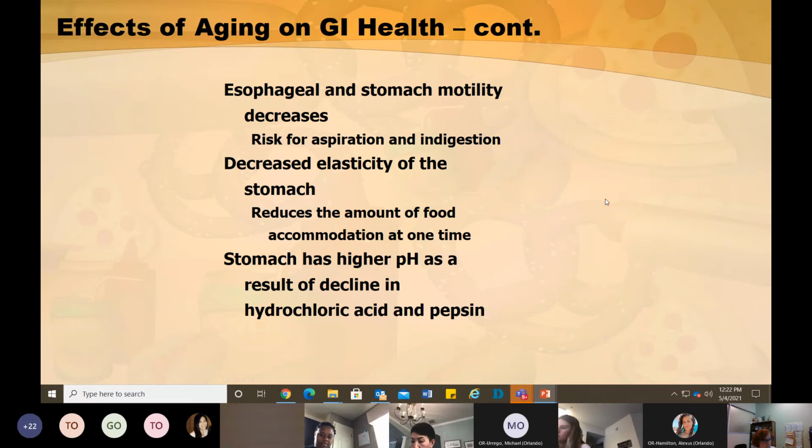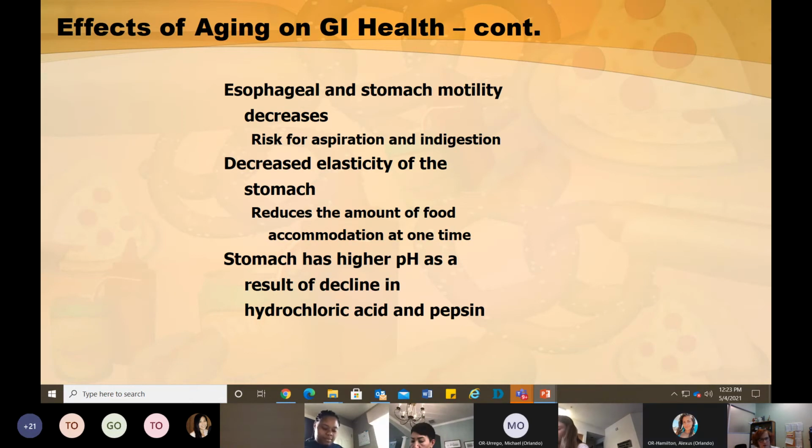Okay. Notice here, and I think somebody asked me the question, the stomach has a higher pH. Higher pH means it's more alkaline because there's less hydrochloric acid and pepsin. Did that answer your question? I think somebody, whoever that was, asked me. I don't know who it was. Yeah, I did. I had it backwards. Yeah, and it's easy to get it backwards.